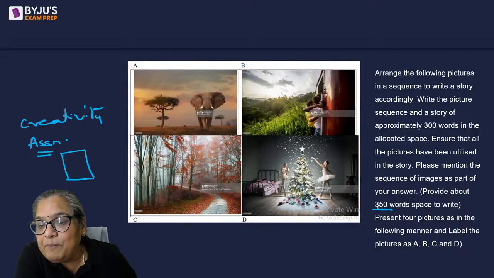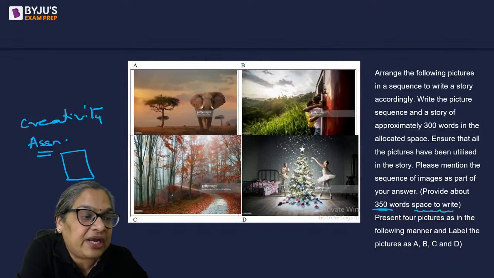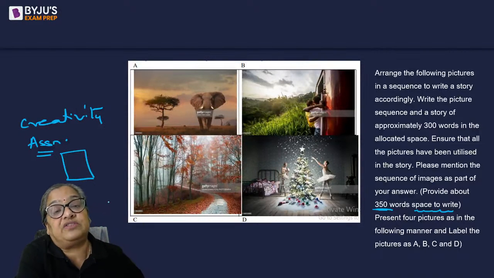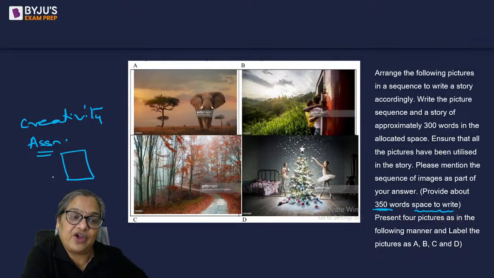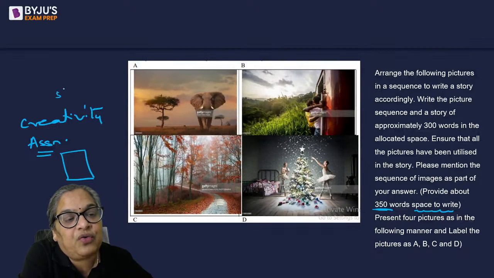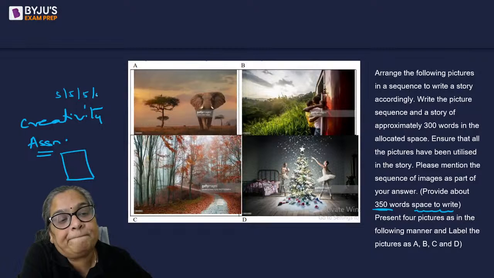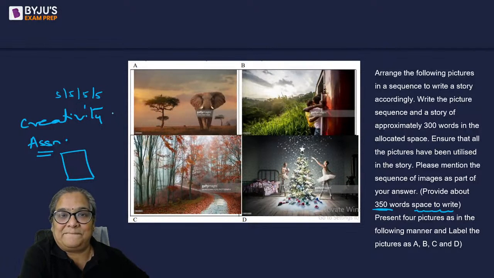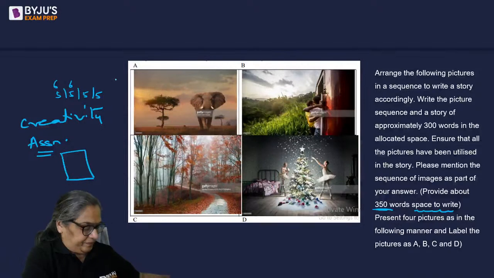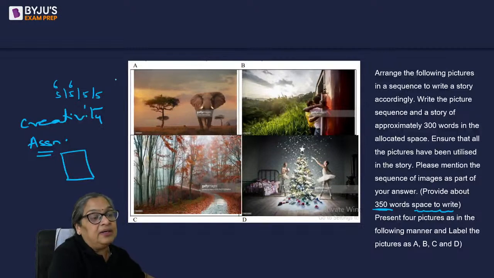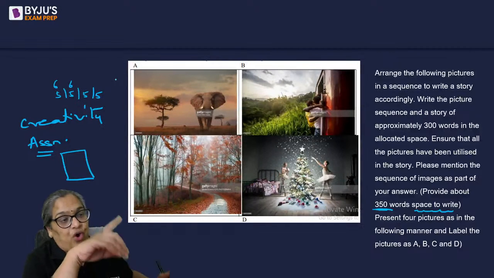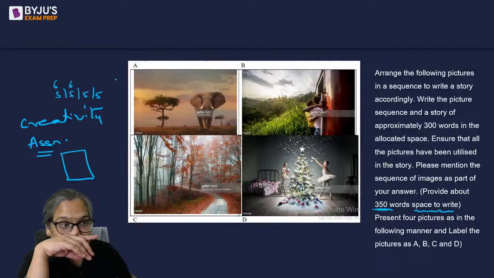Same here. They provide about 350 words of space to write. Doesn't mean you're expected to write 350, not more than 350. Doesn't mean you're expected to write exactly 300 or 350. Whatever you can do, divide it to 5 minutes each, right? Or 6 minutes each, and then you're done. The creativity answer will take longer than the for and against arguments.